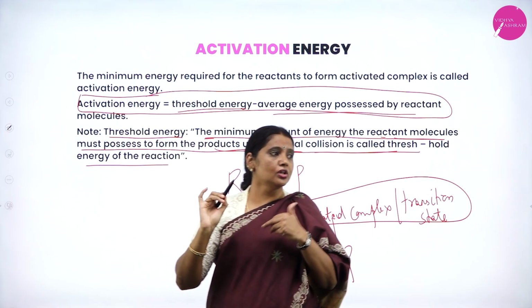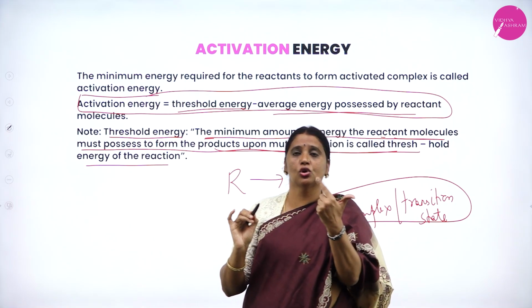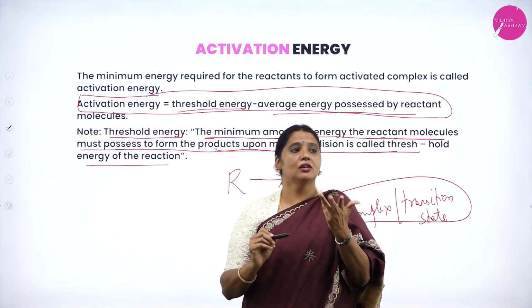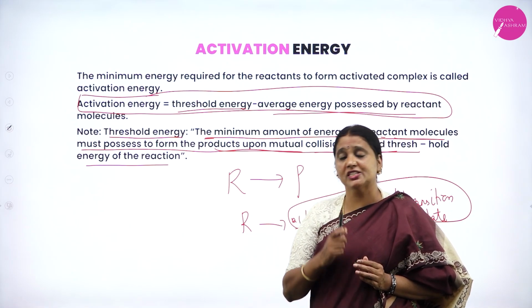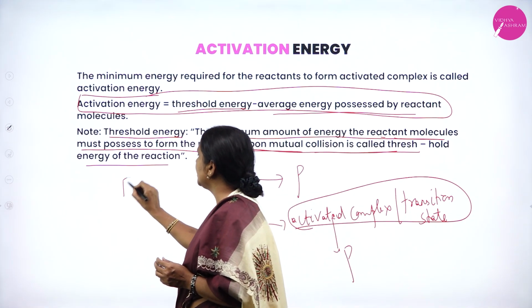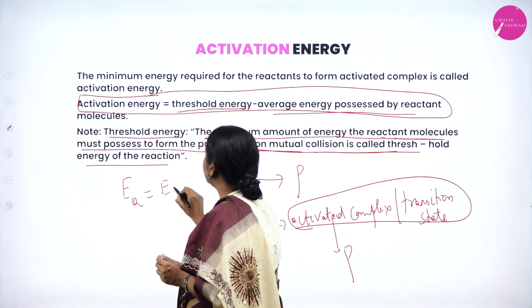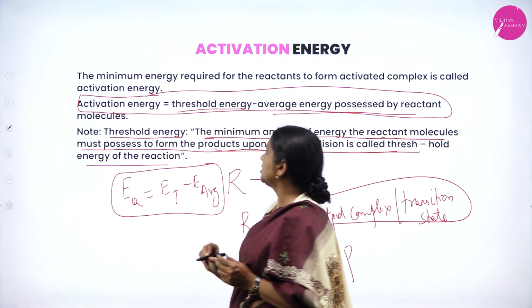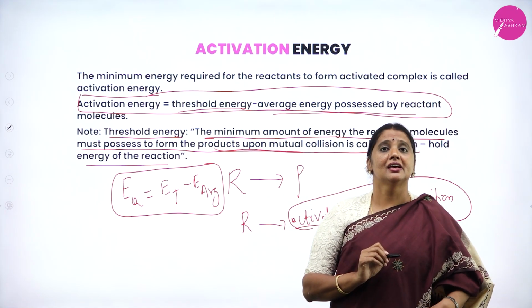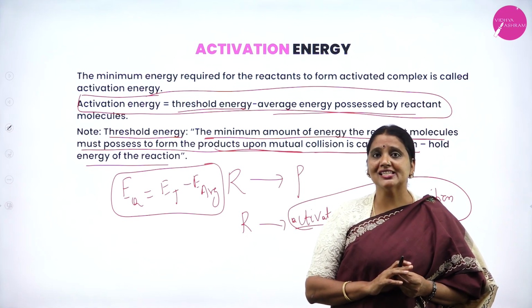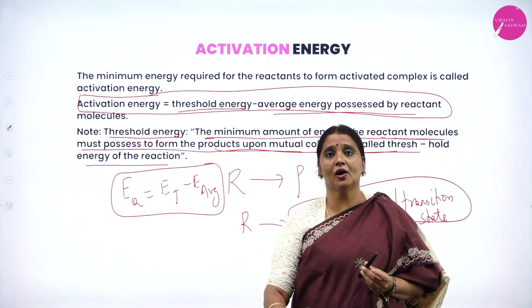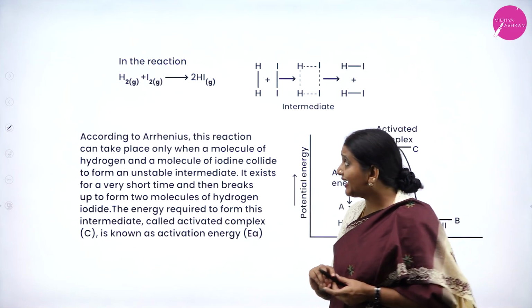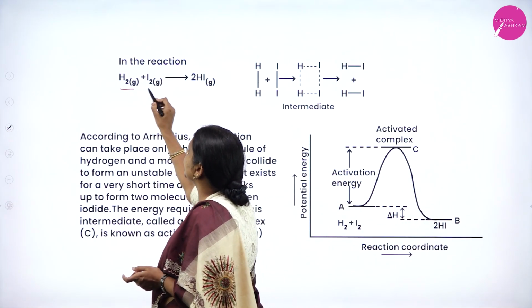Therefore, activation energy is calculated by using the formula: activation energy is equal to threshold energy minus the average energy possessed by the reactant molecules. This is the expression which is used to calculate activation energy. Okay, so this is about activation energy as well as threshold energy. Now, I am going to explain this by taking an example of hydrogen reacting with iodine.